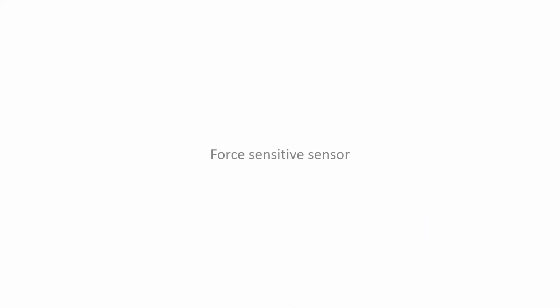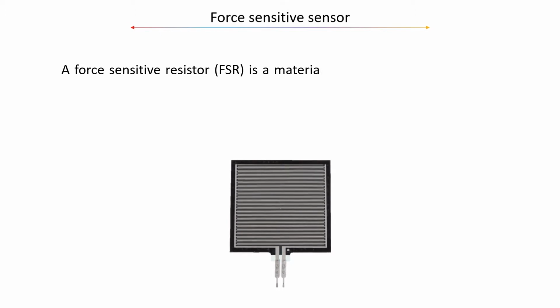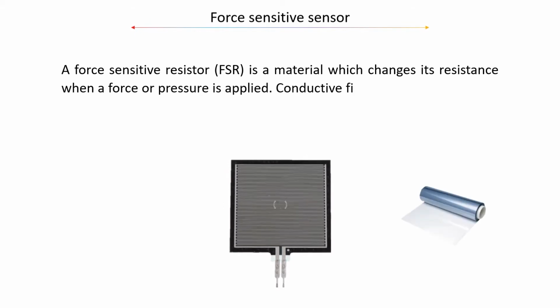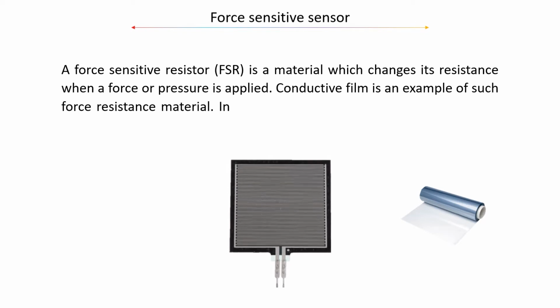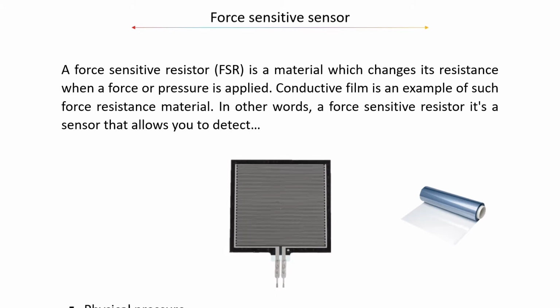Force-sensitive sensor. A force-sensitive resistor is a material which changes its resistance when a force or pressure is applied. Conductive film is an example of such a force resistance material. In other words, a force-sensitive resistor is a sensor that allows you to detect physical pressure, squeezing, and weight.